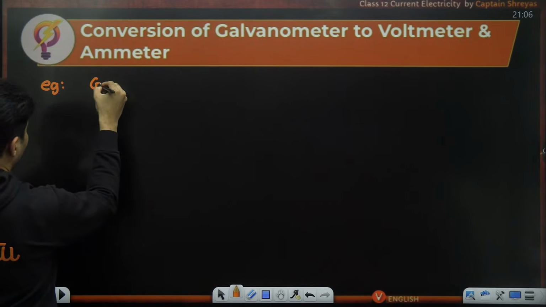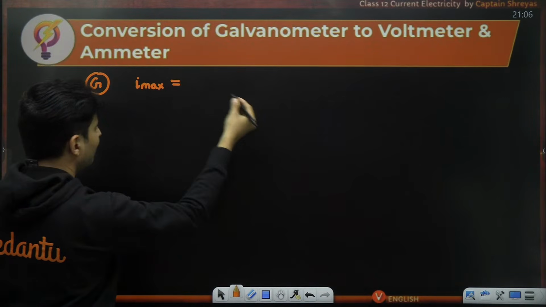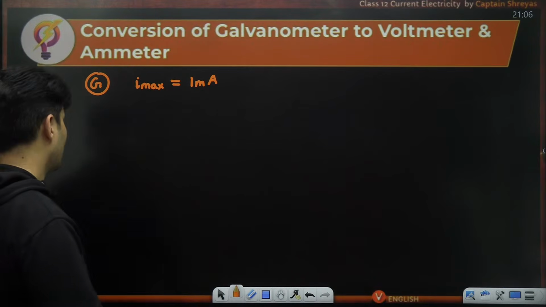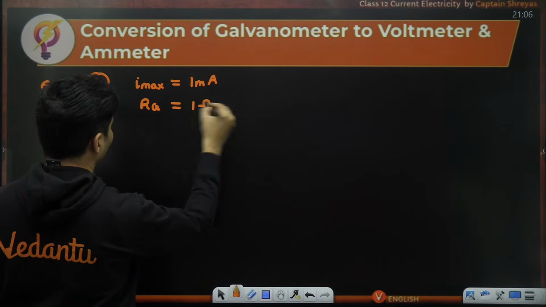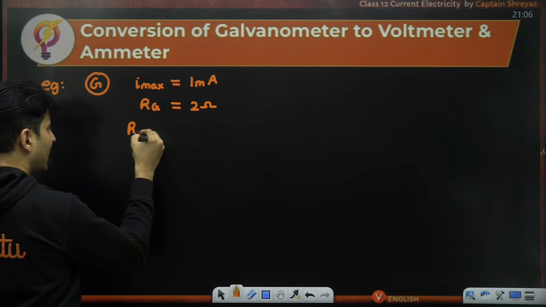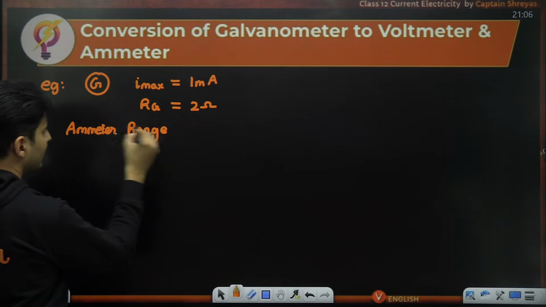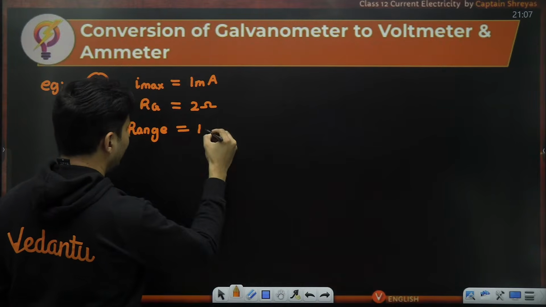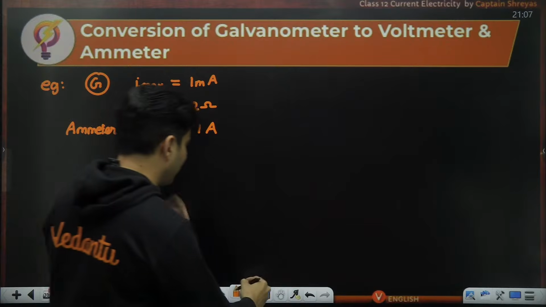Say there is a galvanometer with a maximum full scale deflection of maybe 1 milliampere, not more than 1 milliampere it can take. Okay, that is given to me. The galvanometer resistance, I am taking it as 1 ohm, or let's say 2 ohms. Let's say I want to create an ammeter of a certain range. Let's say 1 ampere. I want to measure 1 ampere of current. How do I exactly do it?